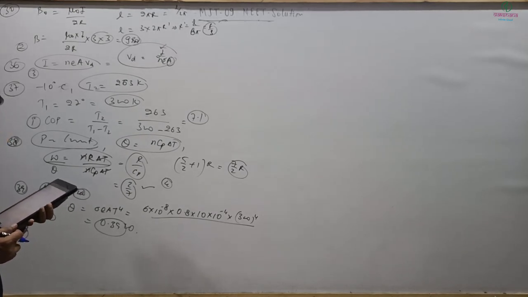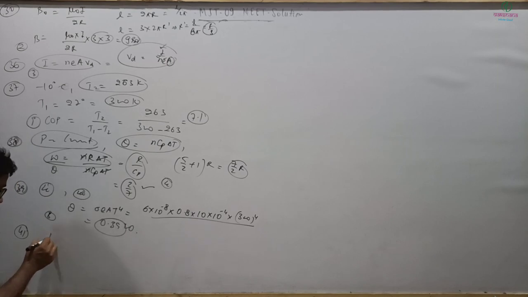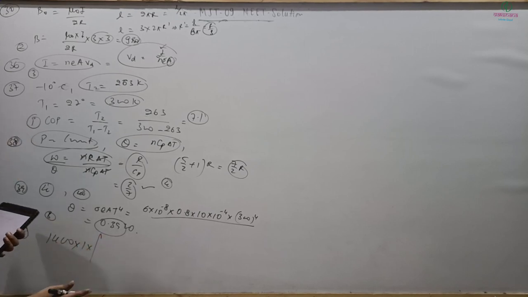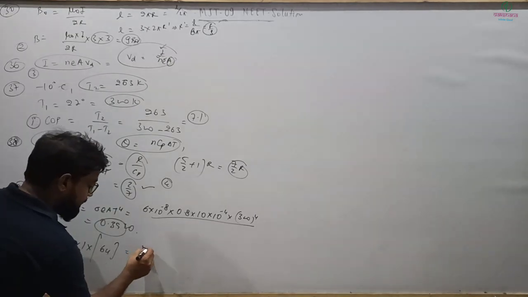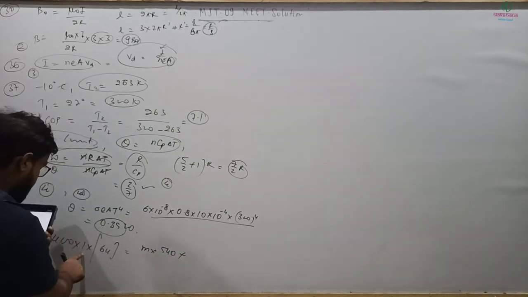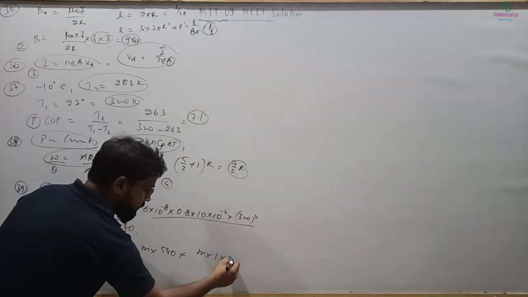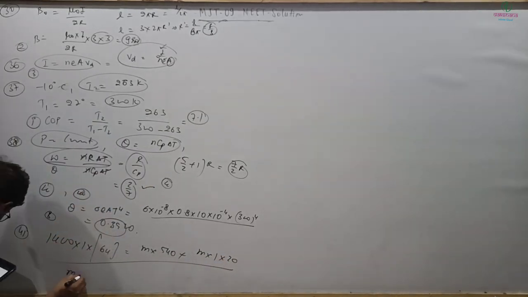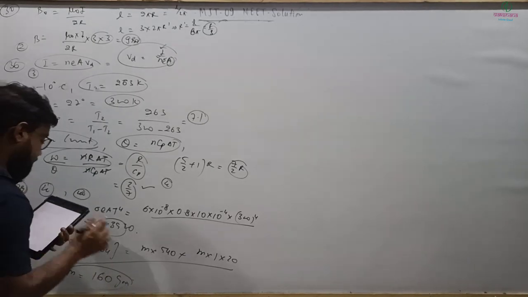Next question number 41. Steam at 100 degrees Celsius is added slowly to 1400 gram of water at 60 degrees Celsius until the temperature of the water is raised to 80 degrees Celsius. So the heat required to raise the temperature of 1400 gram of water is m c delta T, 1400 into 1 into 20. This heat must be coming from steam. So one part is steam getting converted to water, and then cooling. Let's say mass is M. The latent heat is 540 calorie per gram, that's M into 540, plus cooling, that is M into 1 into 100 to 80, which is 20. Simplifying and solving the arithmetic, M comes out to be 160 gram.